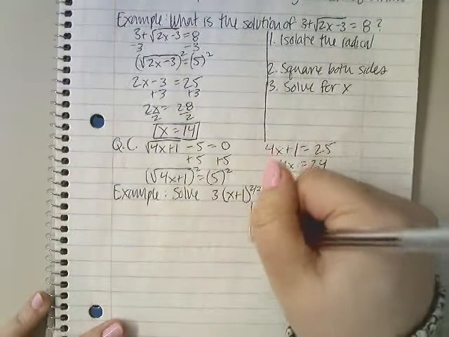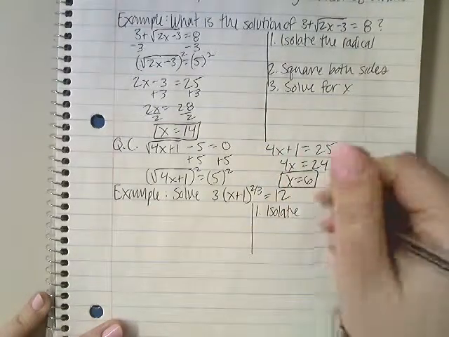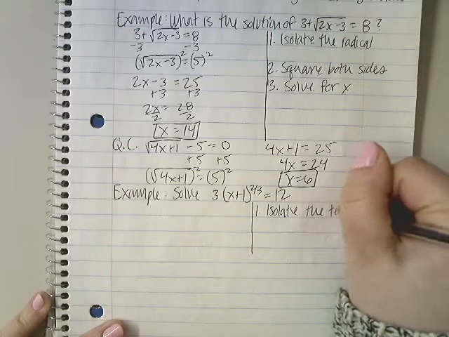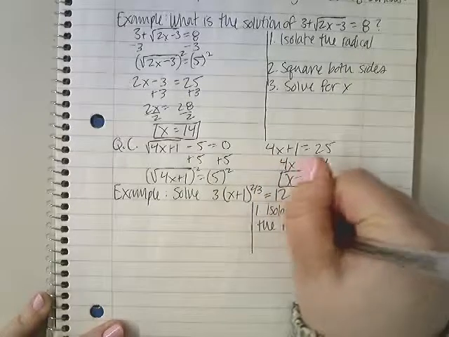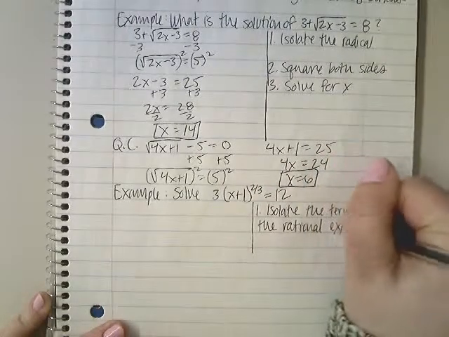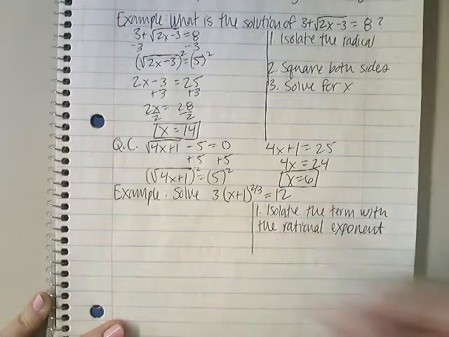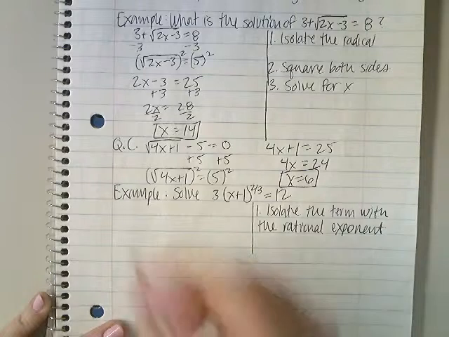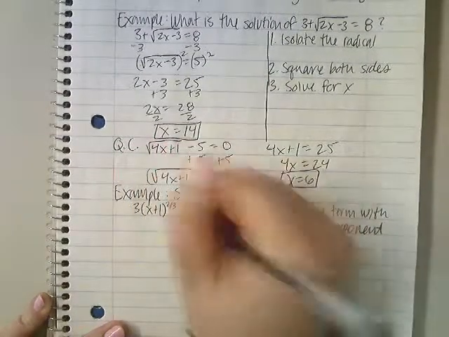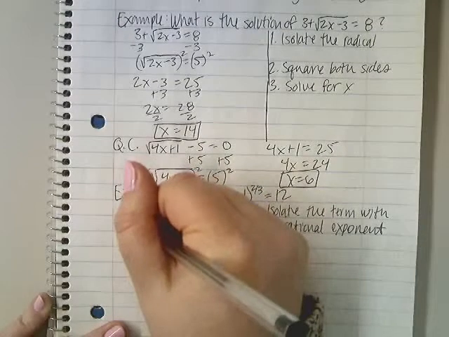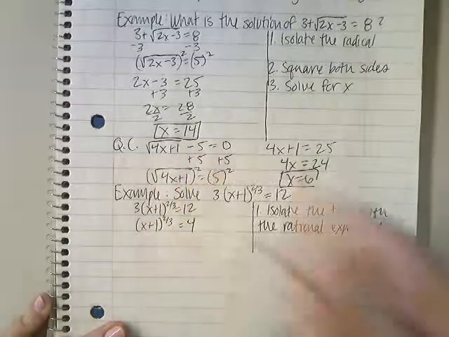So the first thing we're going to do, just kind of like we did up here, we're going to isolate the term or the expression with the rational exponent or the fractional exponent. So here, in order to solve this, I'm going to start by getting it alone. So to do that, I'm going to divide both sides by 3. So I have 3 times (x plus 1) to the 2/3 equals 12. I divide both sides by 3, and I get (x plus 1) to the 2/3 equals 4.